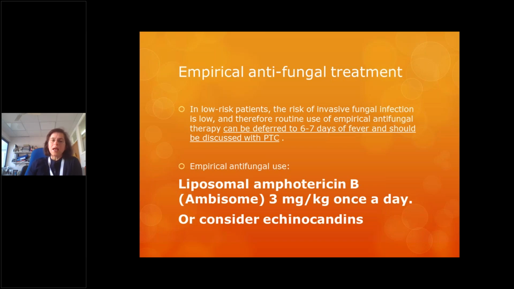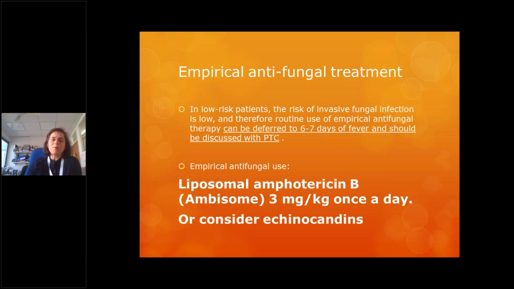And this allows you also to spare the chest CT, which is part of the fungal workup, and defer it a little bit. Most patients will definitely be better by day 7 or 8. We've introduced the use of echinocandins alongside the amphotericin.